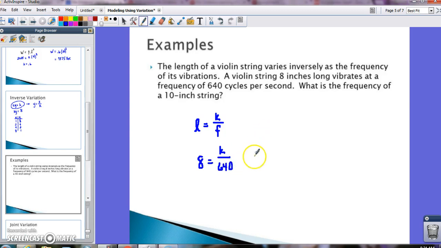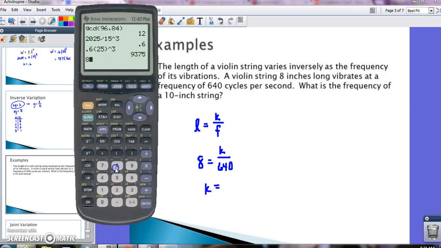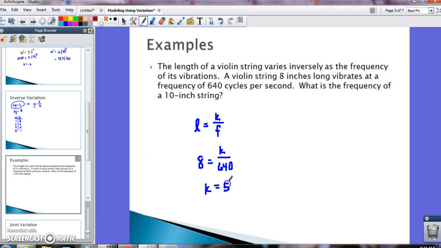Okay, so we can figure out what k is, right? If we just cross multiply, we're just going to do 8 times 640. And that gives us 5120. So that's our constant of variation. Okay, so now we can make a guess about what's actually going to happen here, right? So what is the frequency of a 10-inch string?